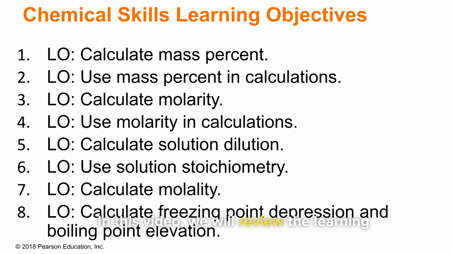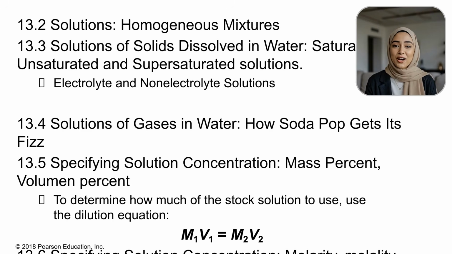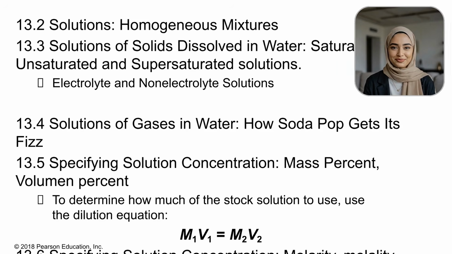In this video, we will review the learning objectives for this chapter, including calculating mass percent and molarity, using dilution equations, understanding solution stoichiometry, and exploring freezing point depression and boiling point elevation. We will cover sections 13.2 through 13.6, discussing types of solutions like saturated and supersaturated solutions, electrolyte behaviors, gas solubility, concentration calculations, and the dilution equation, M1V1 equals M2V2.